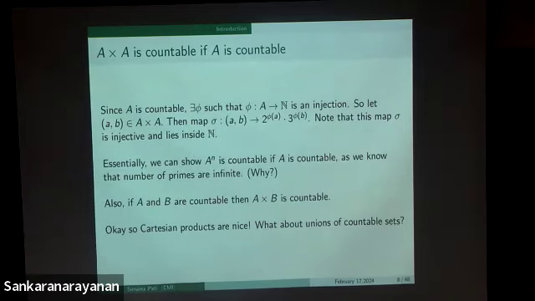So now, my first question would be, is N cross N countable? Is Z cross Z countable? Forget about that. If I have a countable set A, is A cross A countable? Think about it. It is. So I need a mapping. Can you guys give me a mapping?